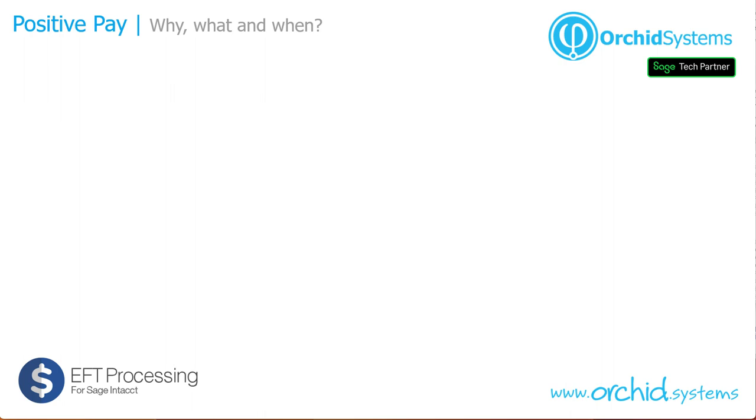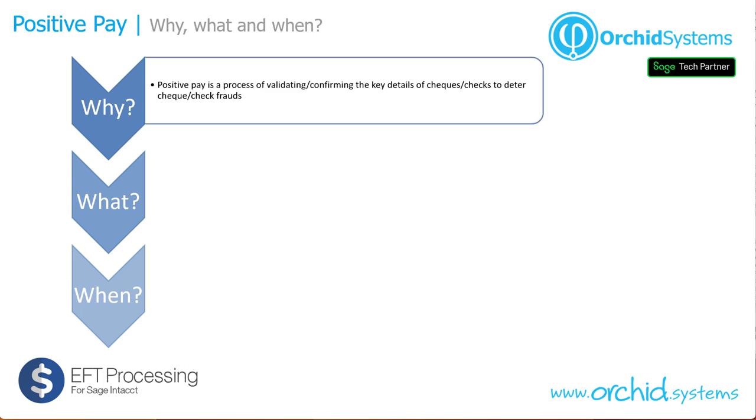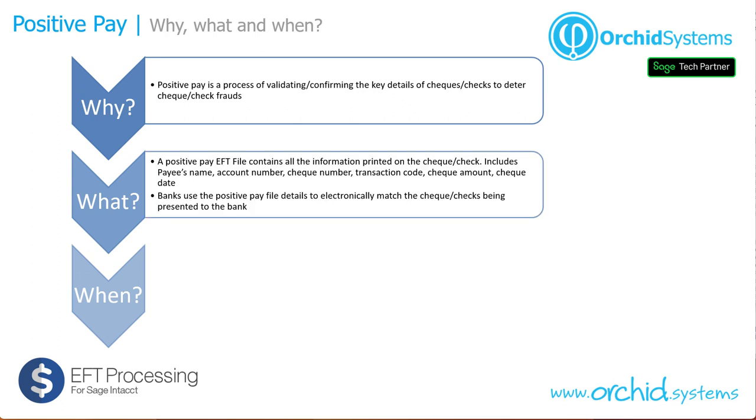In this video, I'm going to run through why you need a positive pay file, what a positive pay file is, and when you need to produce it. Positive pay is a process of validating or confirming the key details of checks to deter check fraud. A positive pay EFT file contains all the information printed on the check. It includes the payee's name, the account number, the transaction code, the check amount, the check date. And banks use this positive pay file to match the details electronically with the check being presented to the bank.